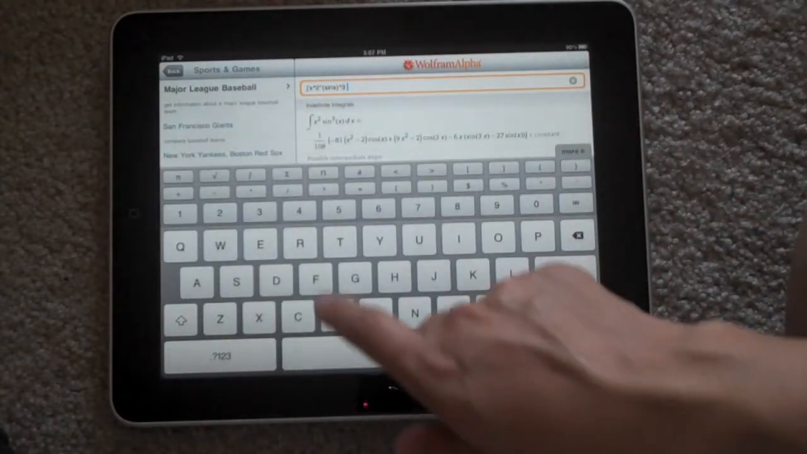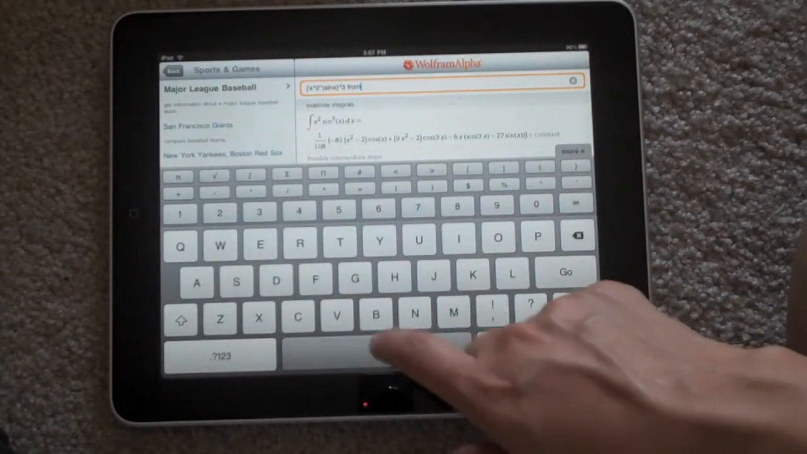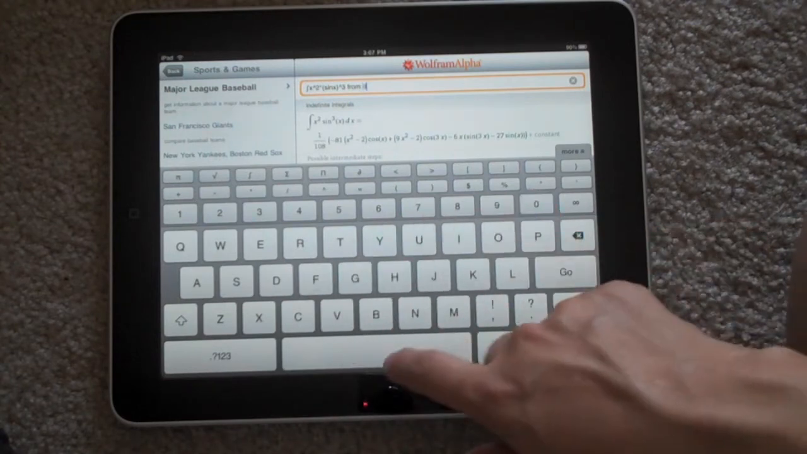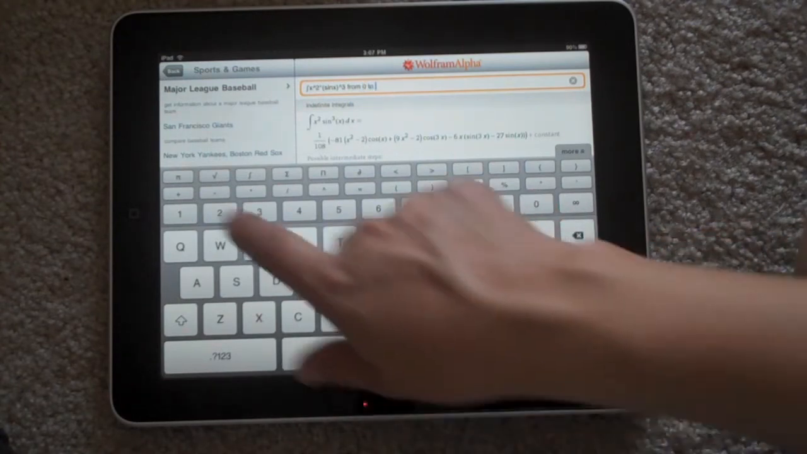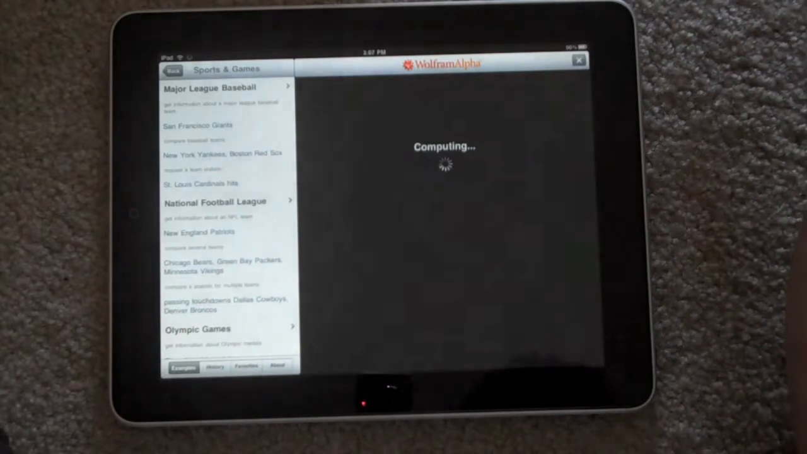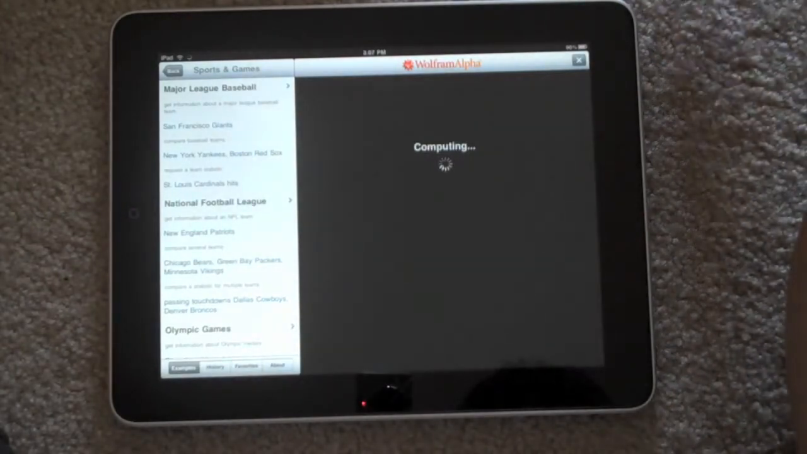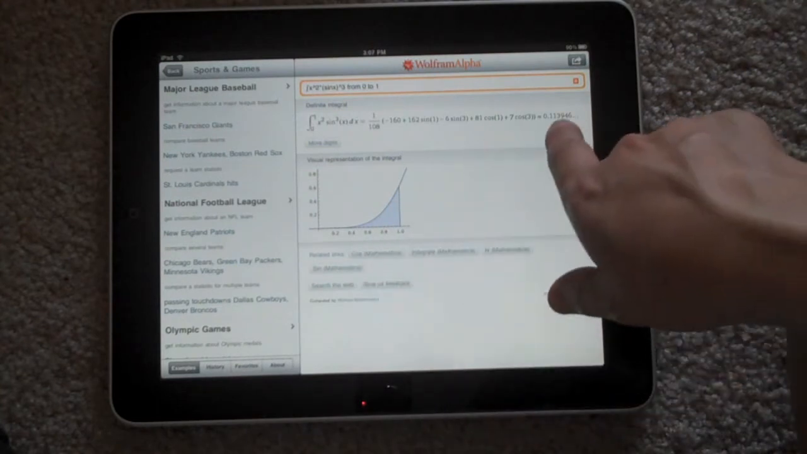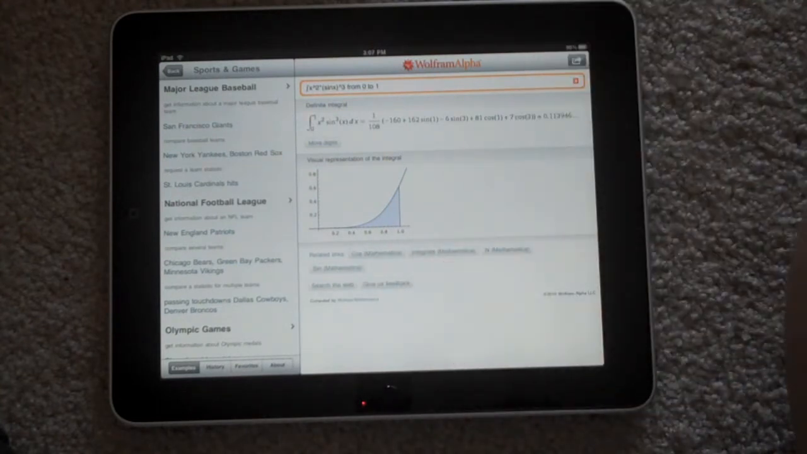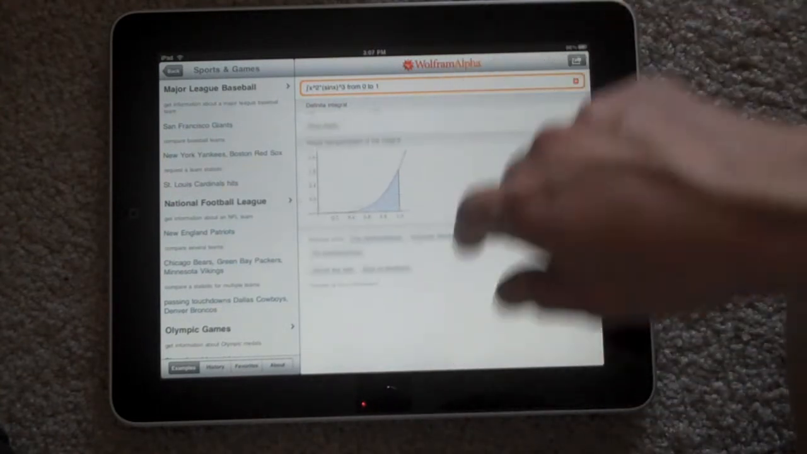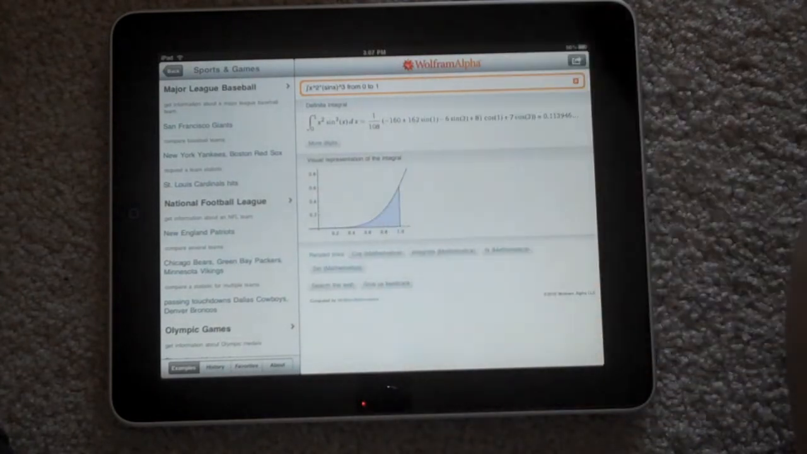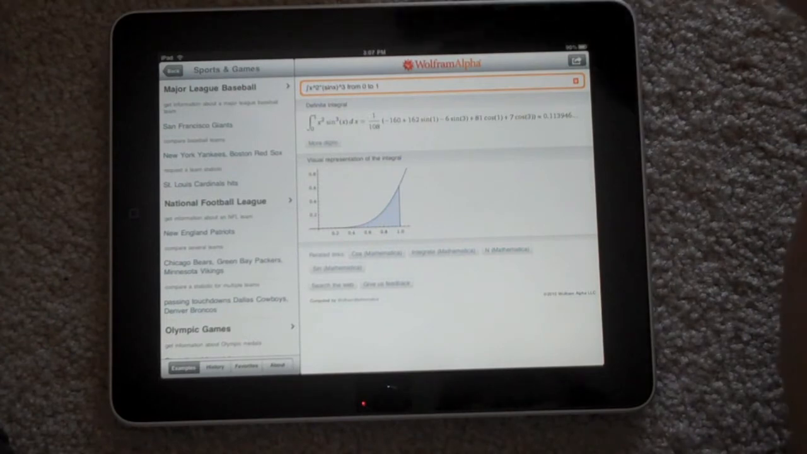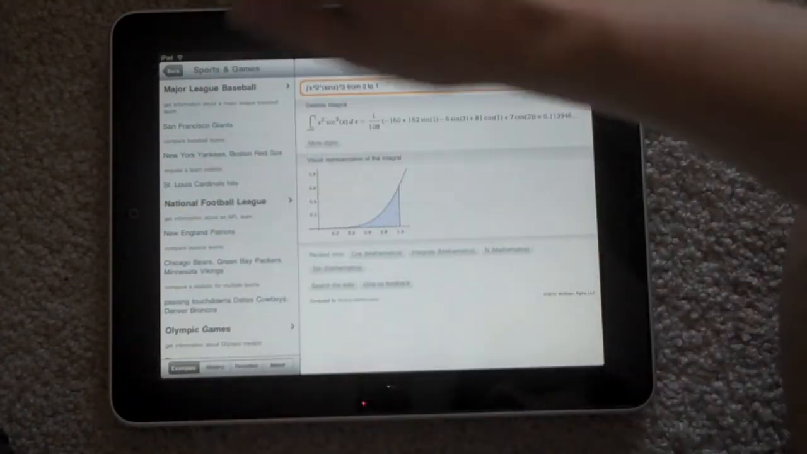I could have just simply said from 0 to 1. And the answer is approximately 0.113. And now it shows us the area under the curve, which is the geometrical representation of this integral. So it's pretty nice. Very, very nice.